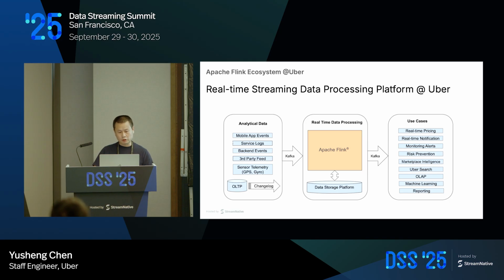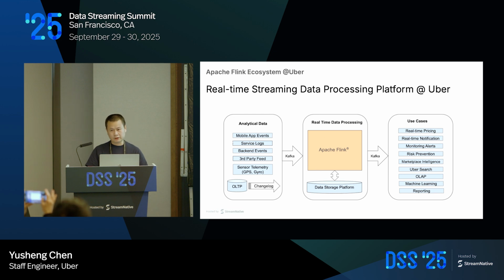We handle mobile app events, service logs, back-end events, third-party feeds, geolocations, change logs. Mostly we ingest them from Kafka, and then we handle them using Flink in real time, and then send them into Kafka. Mostly Kafka. We also have other sinks.